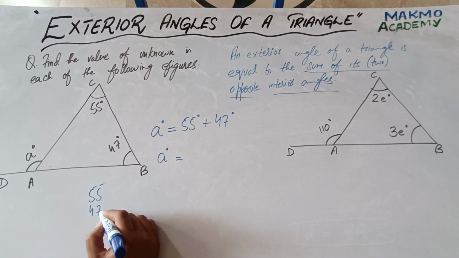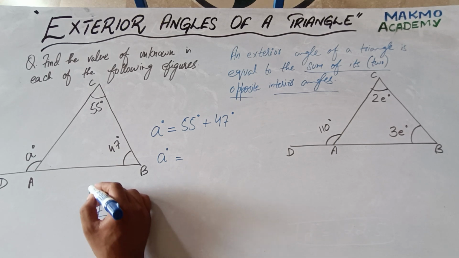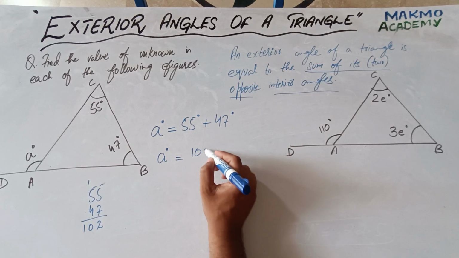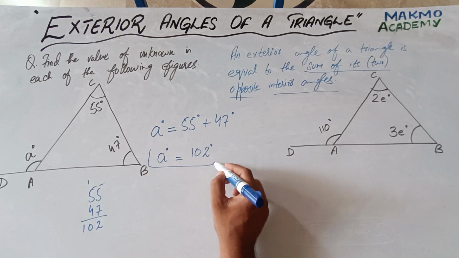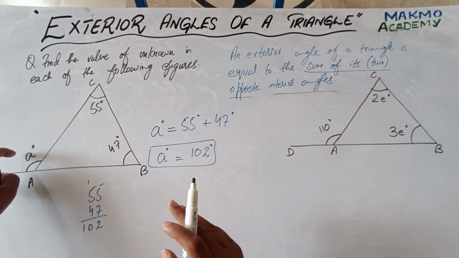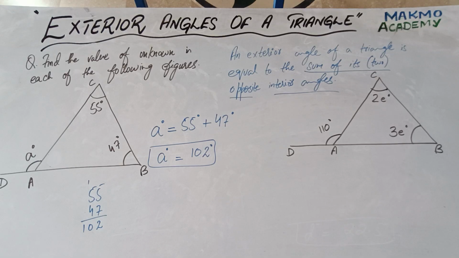55 plus 47 gives us 102. So the size of angle a, which is on the exterior side, is equal to 102. This is the very shortcut way to find the size of the exterior angle. Now let's come to this problem.